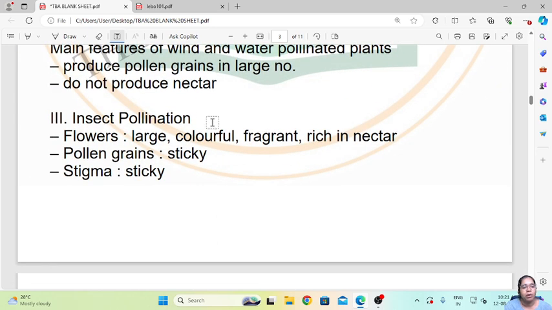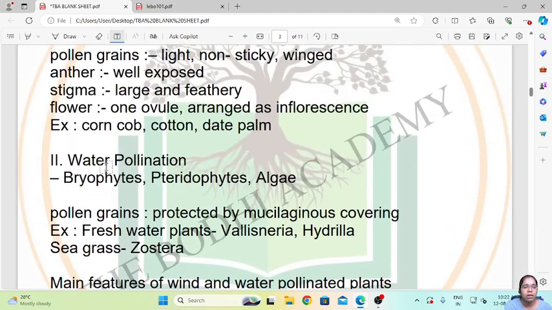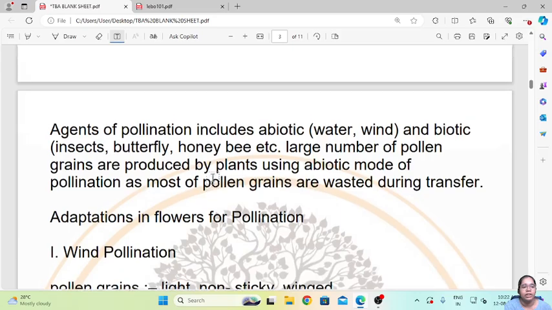Then comes insect pollination, wherein the flowers are large, colorful, fragrant, rich in nectar, so that they can attract the insects. And the pollen grains are sticky, so that the pollen grain gets stuck to the body of the insect. And the stigma is also sticky, so that the pollen grains from the body of the insect get attached to the stigma surface. So these are some adaptations in flowers regarding the pollination.